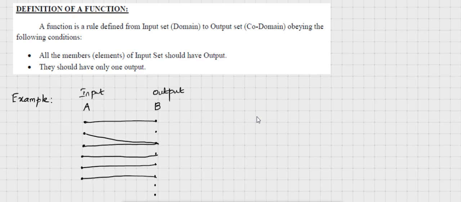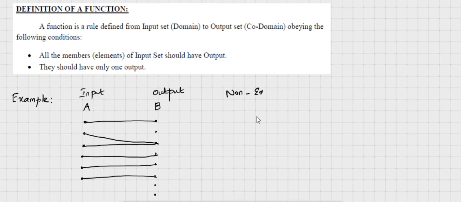It doesn't matter if elements of B are left out. The condition for the function is that all the elements should have an output. Check, all the elements of the input set here have an output, right? And also each has one and only one output. This is the definition of a function. It's very, very simple. Let us see a non-example now.